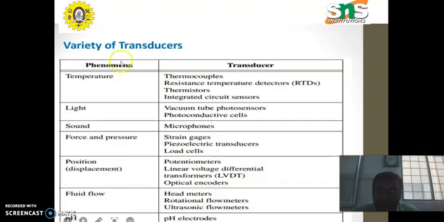Next, these are some of the varieties of the transducer. In order to measure the temperature, there are different types of devices such as thermocouples, resistance temperature detectors, thermistors, etc. If you want to measure the light, there are transducers such as vacuum tube, photosensors, photoconductive cells, etc. For the measurement of sound, microphones. For the measurement of force, there are strain gauges, load cells, piezoelectric transducers, etc. For the measurement of position, there is a potentiometer, linear variable differential transformers, optical encoders, etc. For the measurement of fluid flow, rotational flow meters and ultrasonic flow meters can be used. For the measurement of pH level, pH electrodes are there.